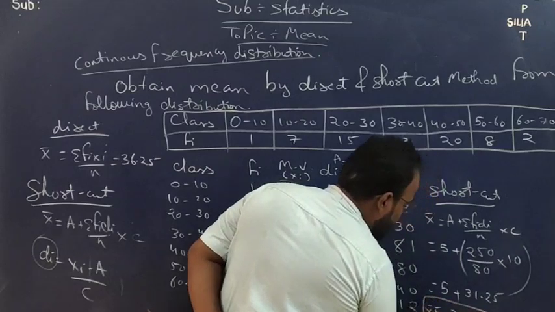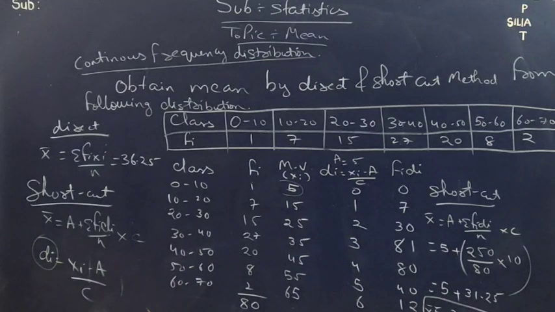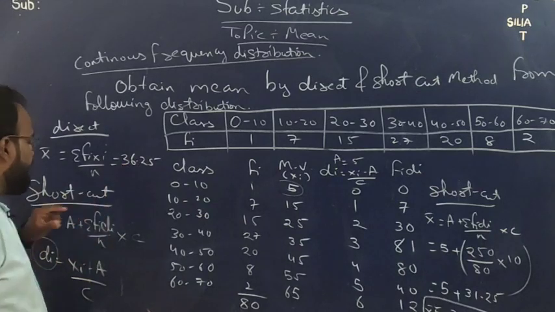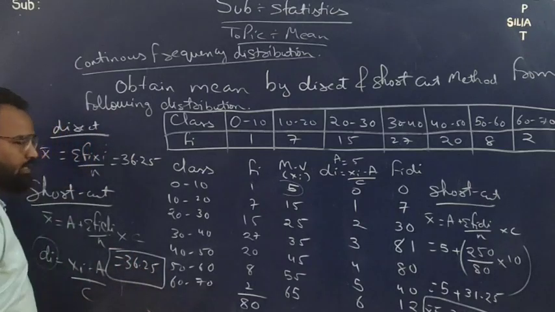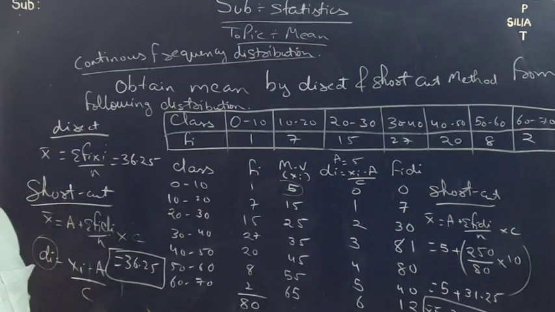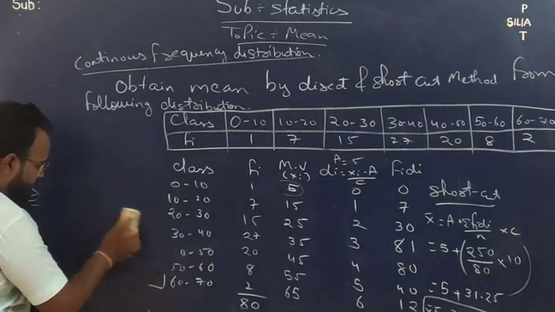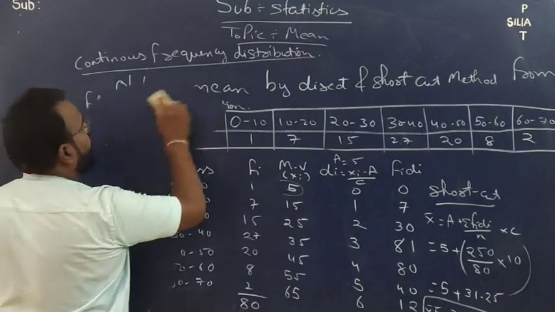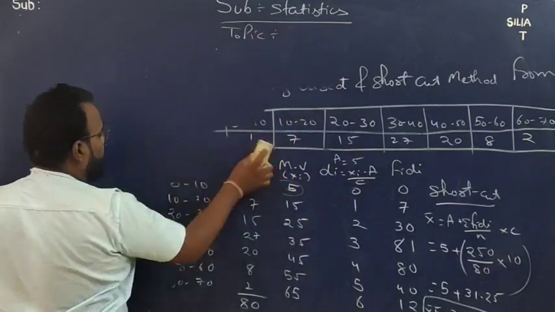36.25. Okay students, as you can see, by the direct method and by the shortcut method we are obtaining the same answer, that is 36.25. Okay students, so like this we have to do the sum. Now after this, the next topic we are starting is median.